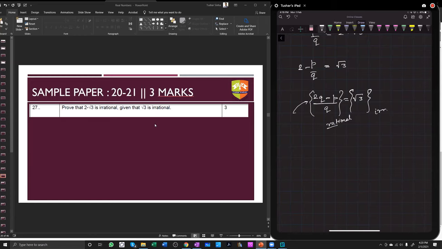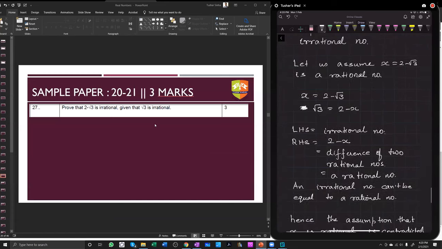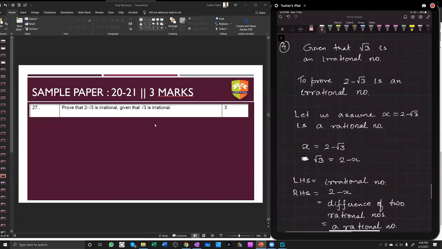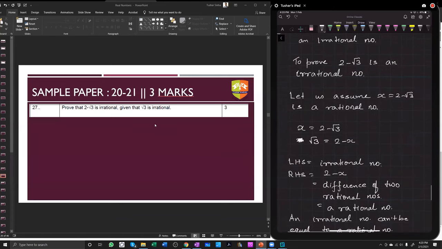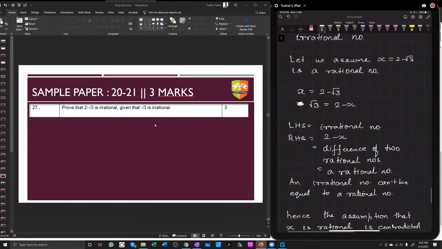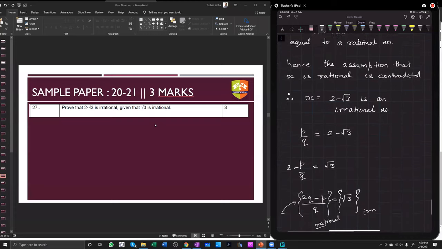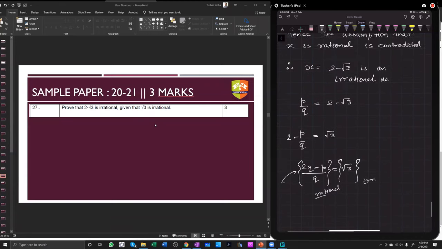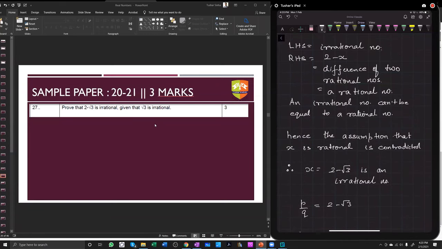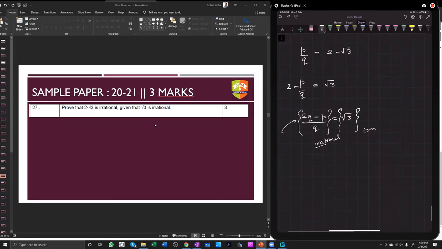Yes, you can do that as well, but whichever logic you think. Since root 3 was given directly, let us assume that x equals 2 minus root 3 is a rational number. So x is equal to 2 minus root 3, so root 3 is equal to 2 minus x. We are adopting the same concept that the difference of rational numbers is a rational number. Here in this case, integer by integer is a rational number. So adopt this method if NCERT suggests this.